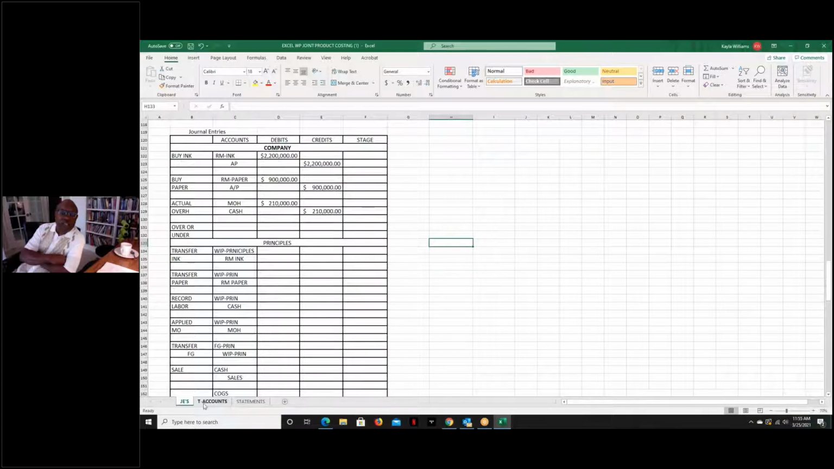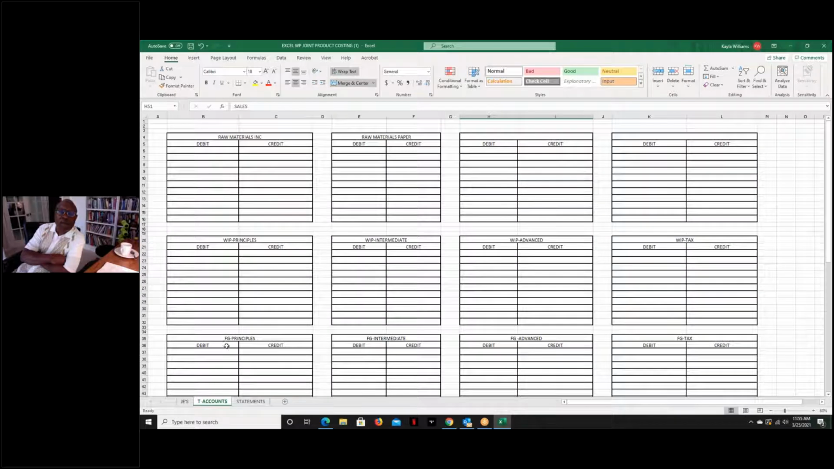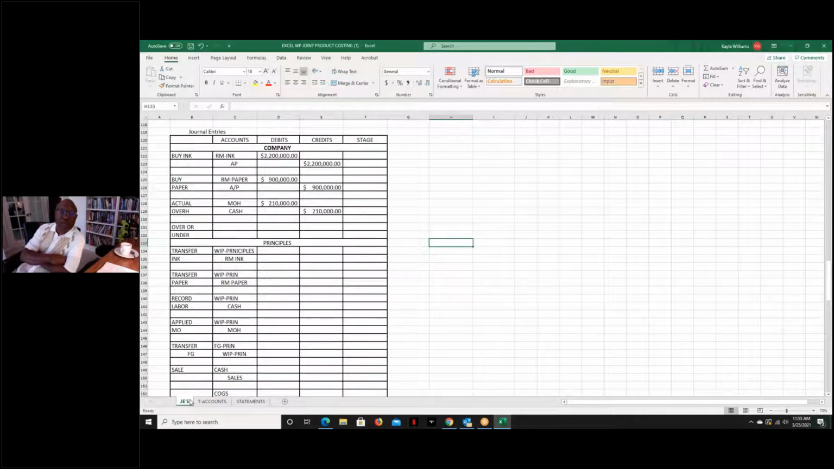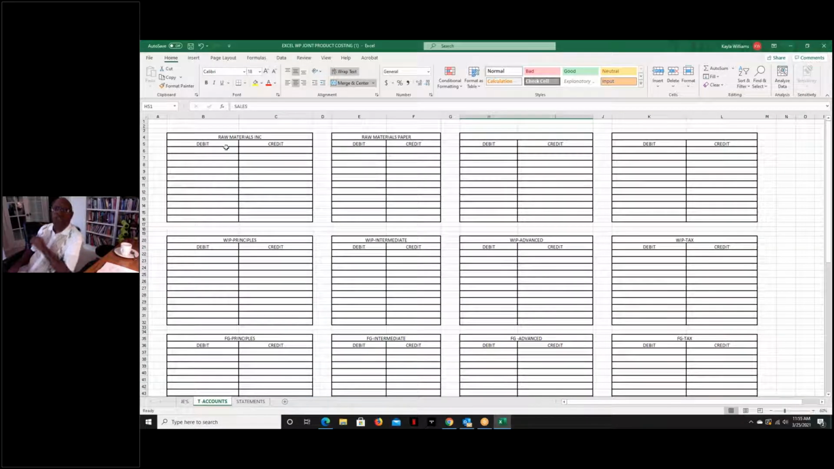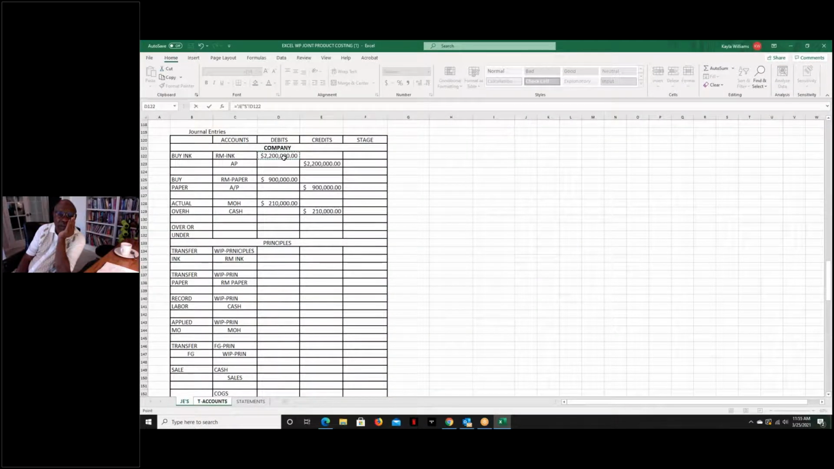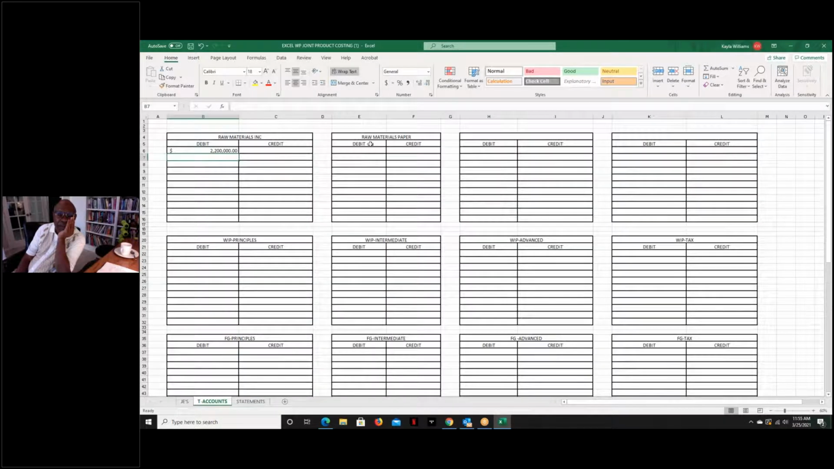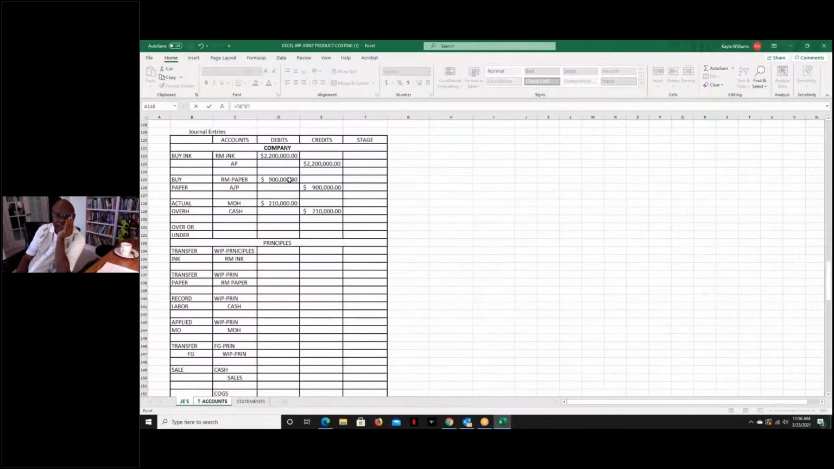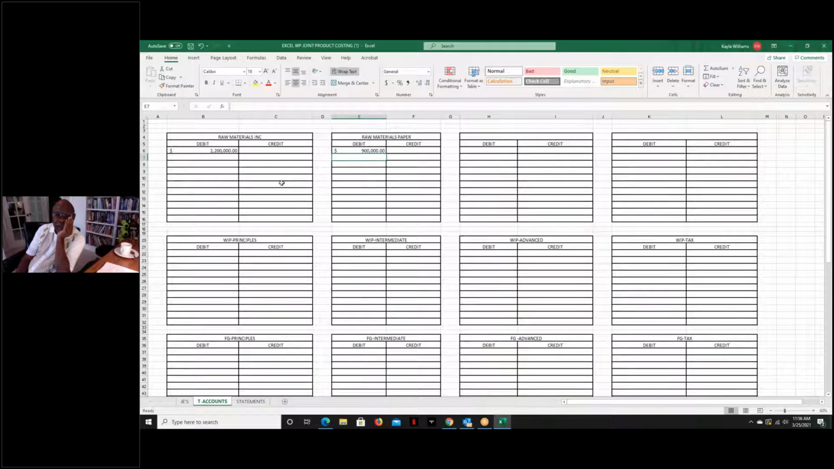So go to your T accounts. What does it say? The ink, paper. Or you just go there and they'll tell you. So it's 2,200,000. Then 900,000 for paper. Oh, debit, right? Yes, debit. Then the MOH debit at 210,000.